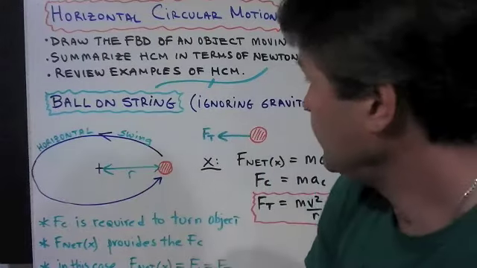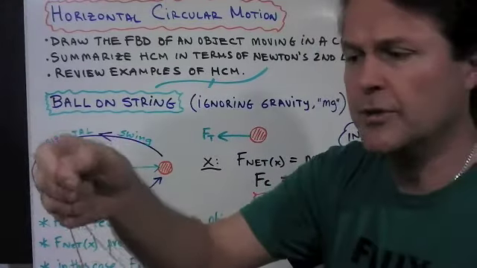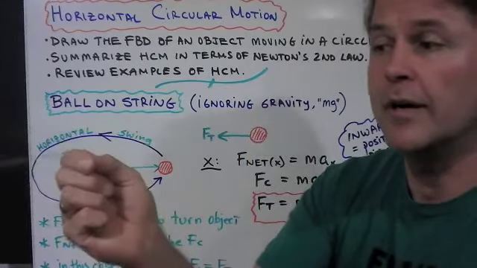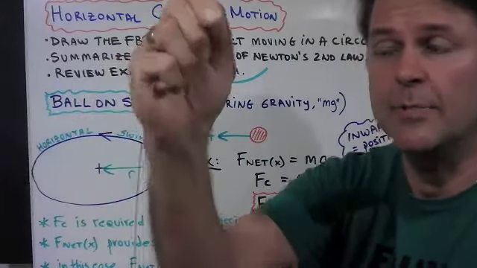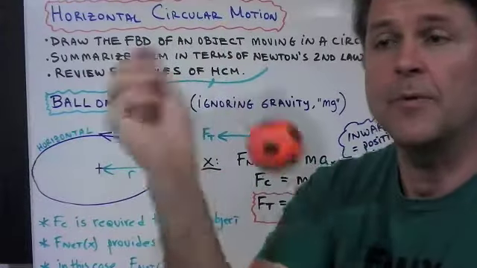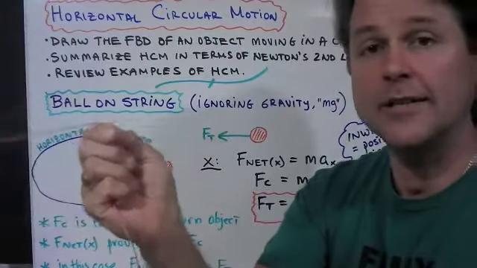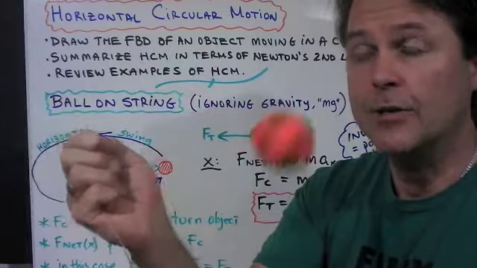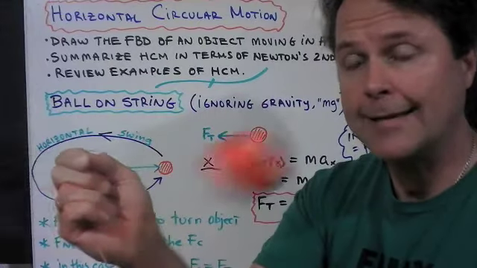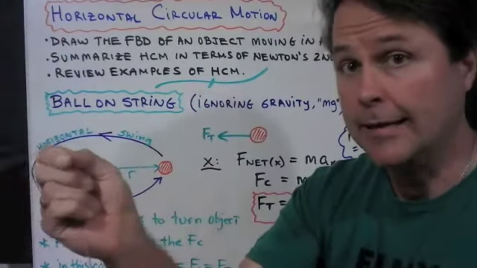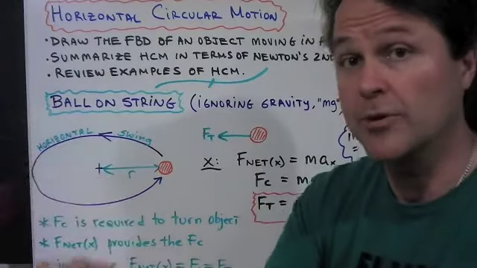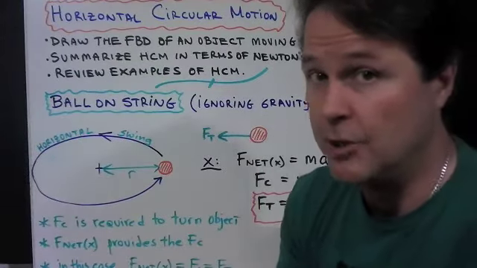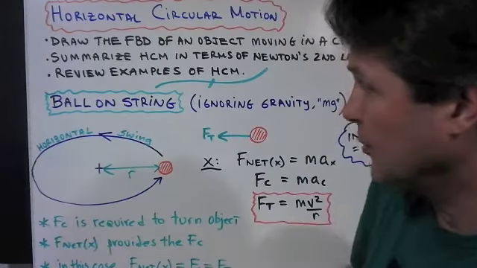So in this case, we're going to ignore the fact that gravity is pulling the ball down. If I don't move it, you see gravity pulls it down. But if I move it fast enough, it looks like it's creating a horizontal path, a plane. It doesn't look like the string is really drooping downward. So we can get away with ignoring mg in this example.